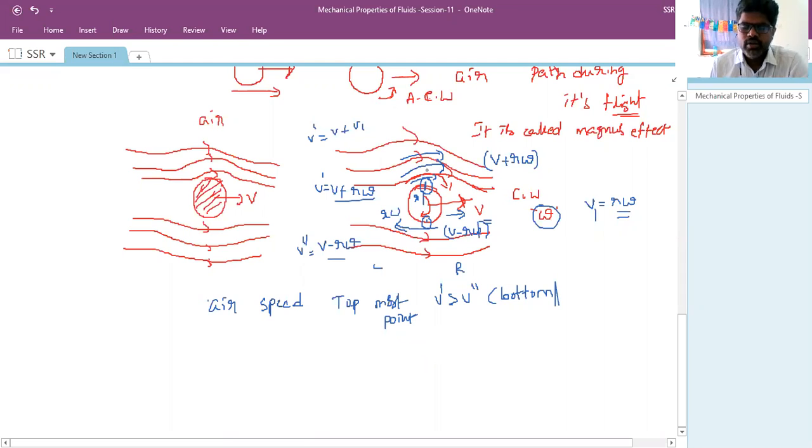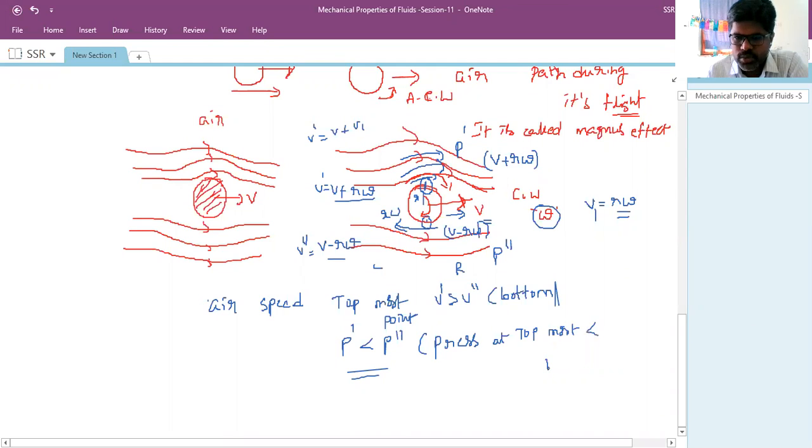Okay. So when the speed is very high, then what can you expect immediately? There is a pressure change. Pressure will be reduced. At a high speed fluid, pressure will be reduced. Let us say pressure P dash at the topmost point, P double dash at the bottommost point. Then P dash is less than P double dash. That means pressure at the topmost point is less than at the bottommost point of the ball. Are you clear on this? Spinning ball.